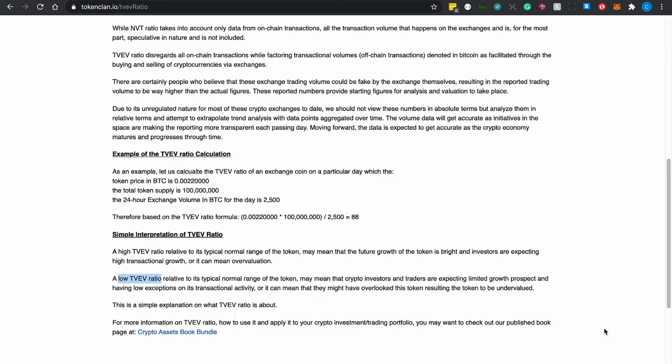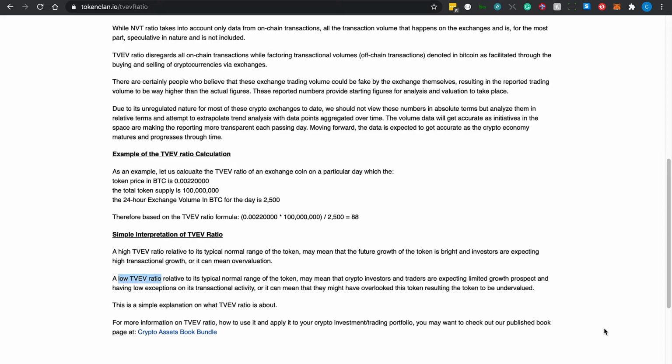Now, the key to any good analysis on any crypto exchange token is to at least be able to monitor the exchange token activities and progress for at least 12 months to be able to make any meaningful comparison or analysis. So now that we know how to interpret what the TVEV ratio represents, the next question you might ask is, what is considered a high TVEV ratio value or a low TVEV ratio value?